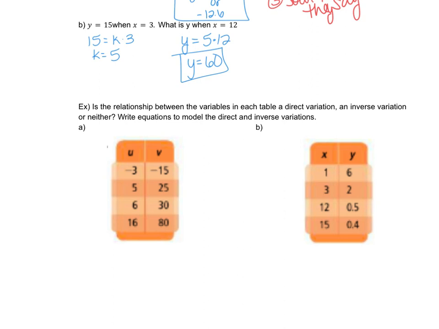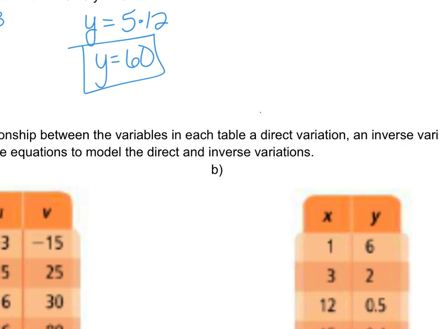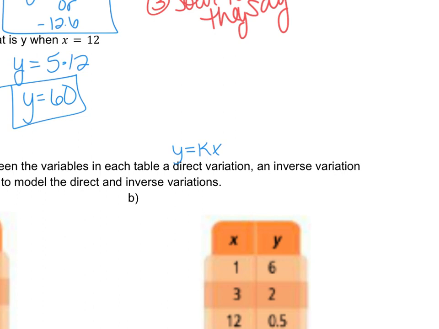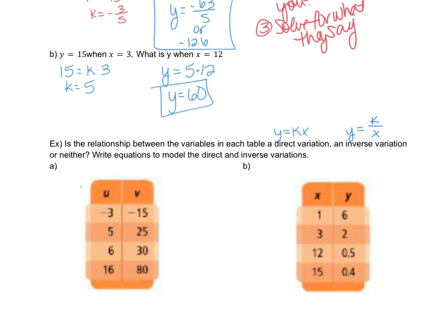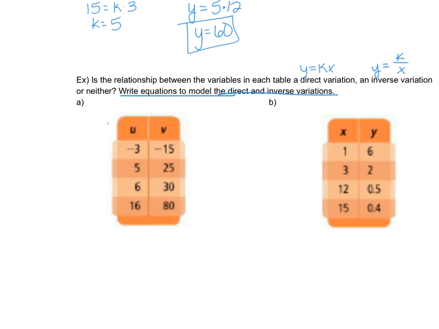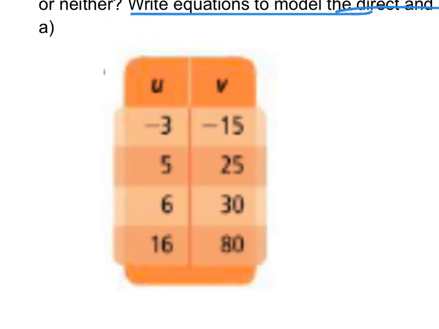Okay, so now, back to tables, is the relationship between the variables in each table a direct variation? So remember that looks like y equals kx. An inverse variation, which is y equals k divided by x. Or neither. Okay, write equations to model the direct and inverse variations. So let's look. I'm going to change these to x and y because I don't want to mess with u and v.